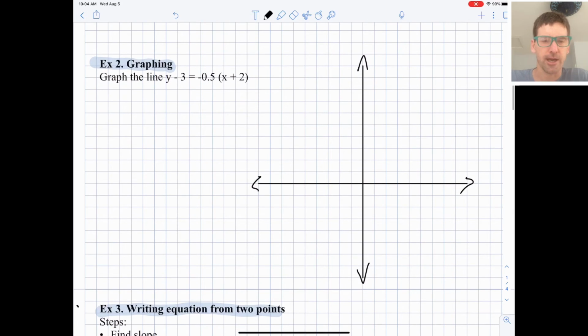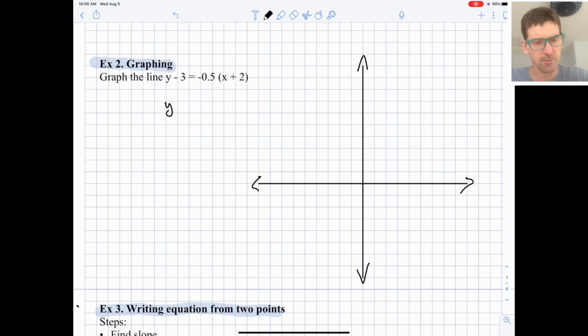Let's go ahead and graph, and I think you'll see one of the advantages of point-slope form. Here, it makes it somewhat easy to graph. All right, y minus 3 equals -0.5 times the quantity x plus 2. So I'm going to modify that a little bit first. I'm going to do two things. I want to make my slope a fraction, and I want to make a formal point-slope form by having everything be a subtraction.